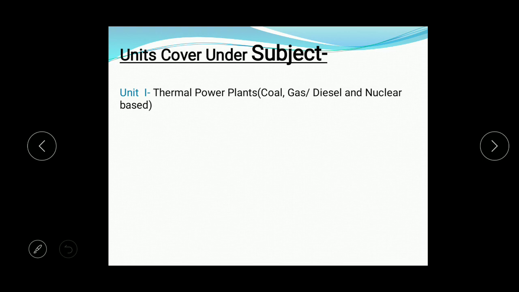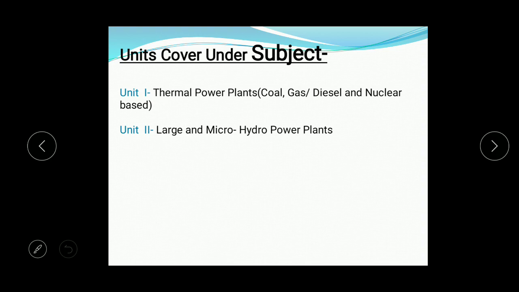After that, we see the next unit, that is large and micro hydro power plants. In large and micro hydro power plants, we can generate electricity by using the potential energy of water, and this potential energy is used to rotate the turbine, and electricity is generated. On this principle, we can use the large and micro hydro power plant.